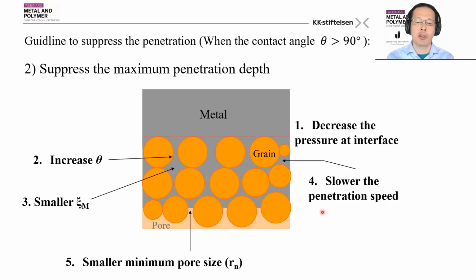Then the penetration will be stopped by the solidification before it reaches that maximum penetration depth. And the last point is we can try to make the minimum pore size smaller, for example, by creating a reaction product layer and so on, so that we can block this. So we'll go through some details quickly.